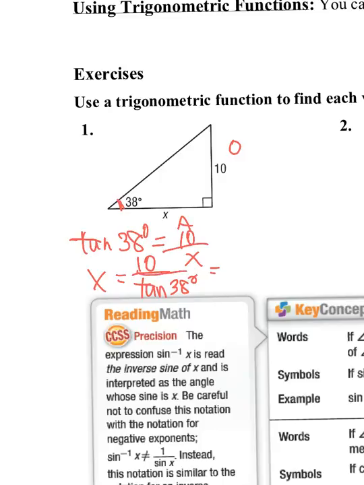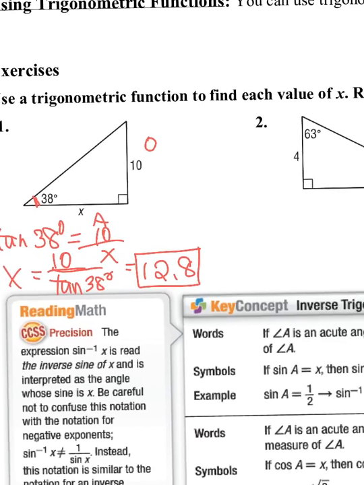All right, go ahead and type that into your calculator, and hopefully you're getting 12.8 when you round that to the nearest tenth. If you're not getting that, again, just double check and make sure that you are in degree mode.